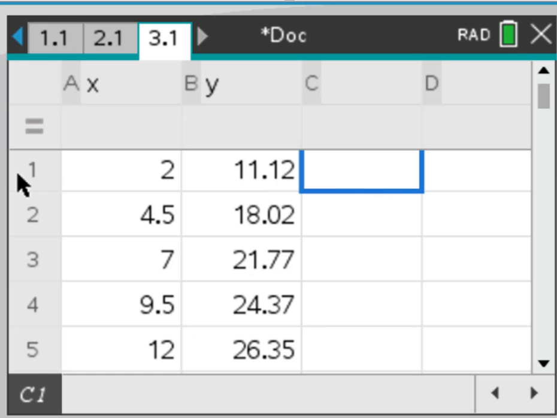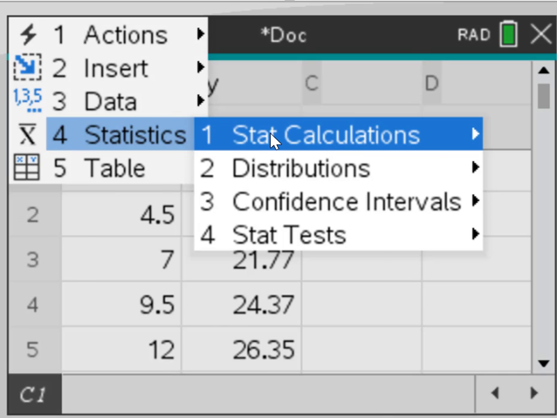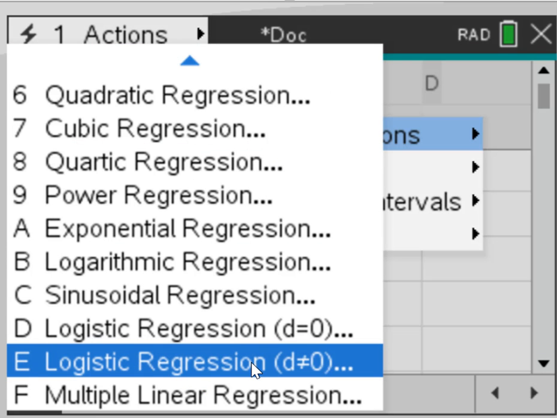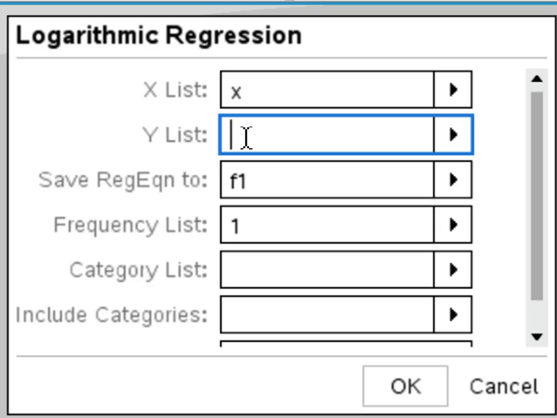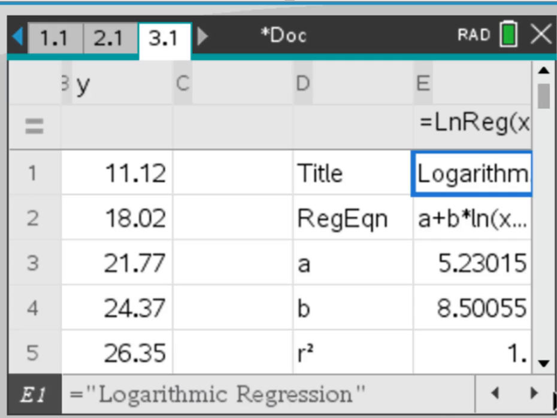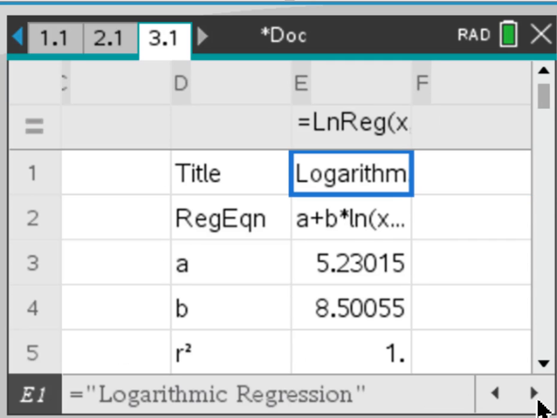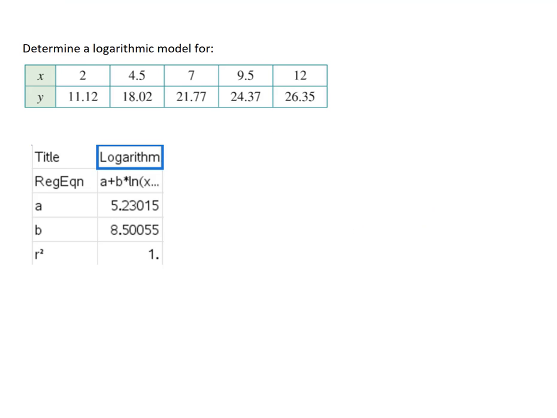Cross to a different cell, menu, statistics, stat calculations, scroll down until you get the logarithmic regression. X value for the X column, and my second column's labeled Y, and go OK, and you can see that information there. Okay, so from our calculator, our y equals a, 5.23, plus b, 8.50 ln of x. And that is a natural logarithm. Our r squared was 1, so it is a perfect model.